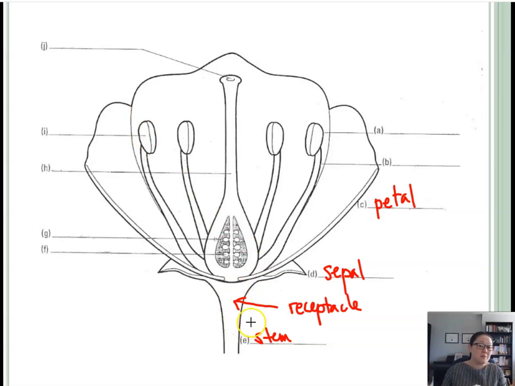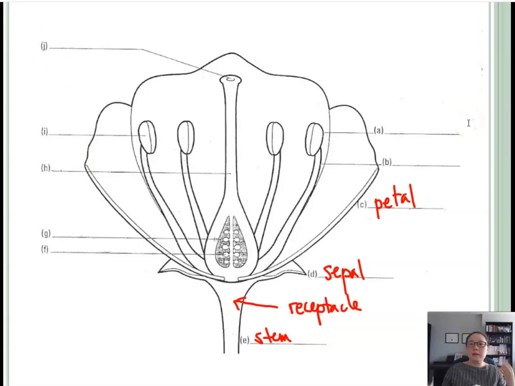One case of this happening is apples. When you're eating apples, you're not eating the ovary or any part inside this flower, but you're actually eating an overgrowth of the receptacle. So the receptacle grows and grows and covers the other parts of what used to be the flower before pollination happens.